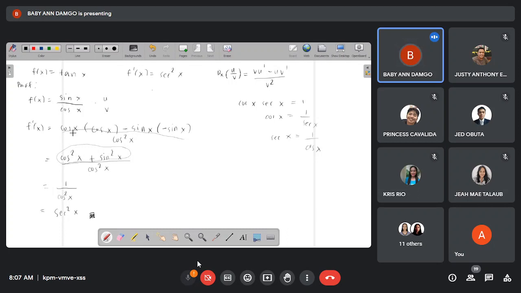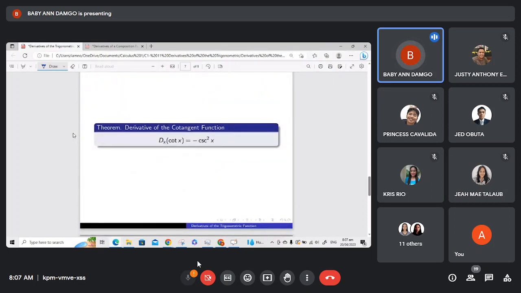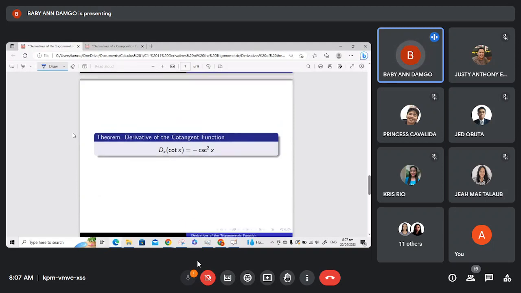Done? Yes, please. Okay. So, another. So, the derivative of cotangent x is minus cosecant squared x.